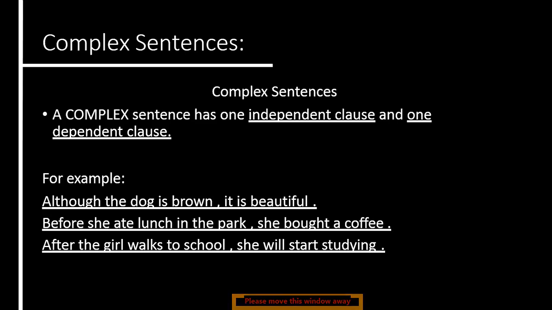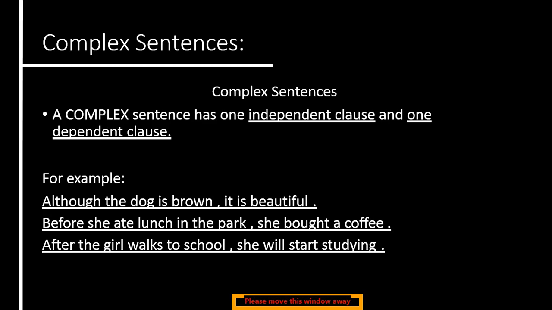Okay, Judy, since you're unmuted now, help me a little bit. You have in front of you a presentation of 3 sentences. Can you explain to your friends? Sentence number 1: Although the dog is brown, it is beautiful. This sentence, how many clauses does it have? Two. Great. Which one is dependent? Which one is independent?